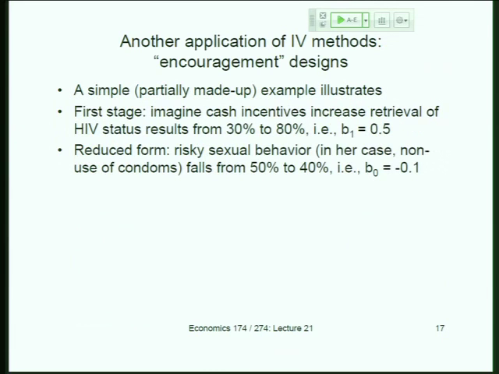So imagine in the first stage, and this is broadly similar to what you find, imagine giving cash incentives increases retrieval of the HIV test results from 30% to 80%. So in terms of proportion, it's 0.5. So a big first stage.